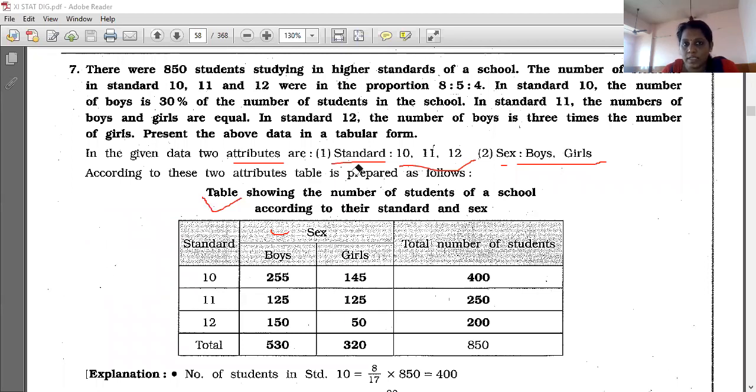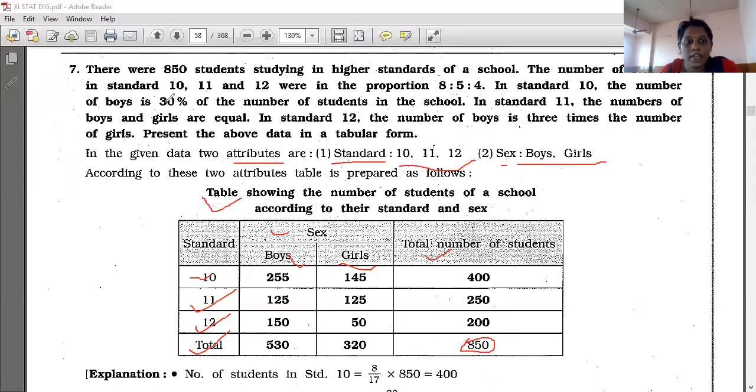Now, the next is what the question is. See, in the question it is given there are 850 students, and in the columns you have written standard, that is 10, 11 and 12, and then total. Then in sex, boys, girls and total. See the first sentence: there were 850 students studying in the higher standard of a school. Total students are 850. Whatever I am circling is given in the question.